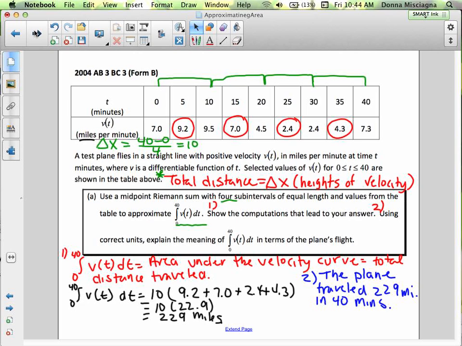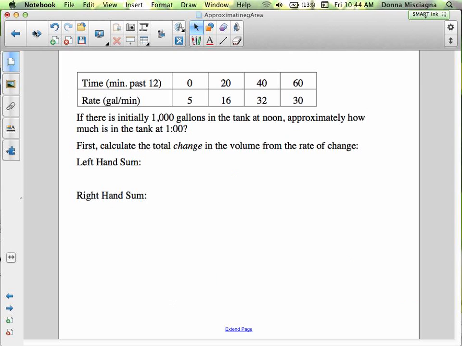And here's the next one. There we go. All right, so if there is initially 1,000 gallons in the tank at noon, approximate how much there is in the tank at 1 o'clock. All right, so make sure you interpret your units correctly here. We're going from noon to 1. Well, how long is that? Well, that's 60 minutes. And we don't want to call that an hour, right? We want to call that 60 minutes because the units is in minutes.